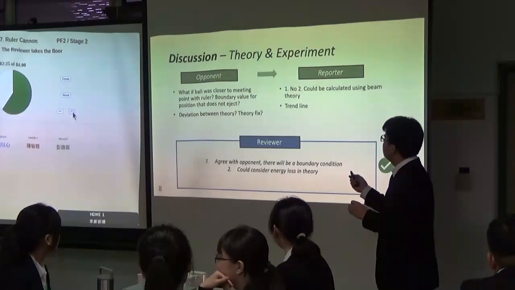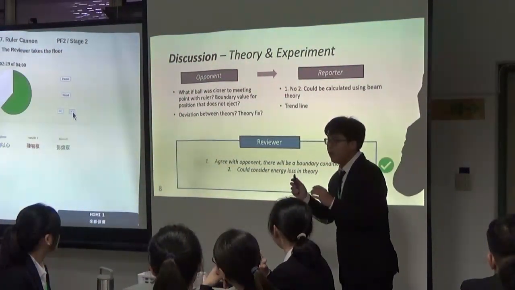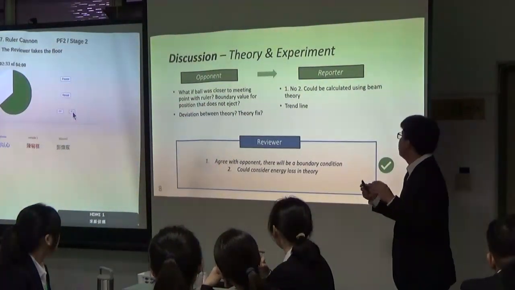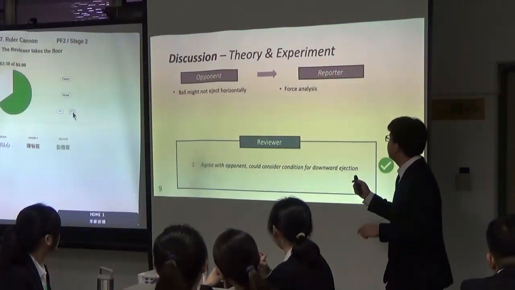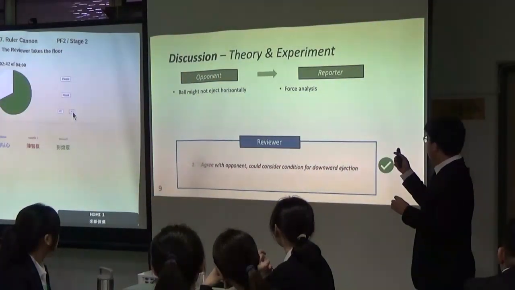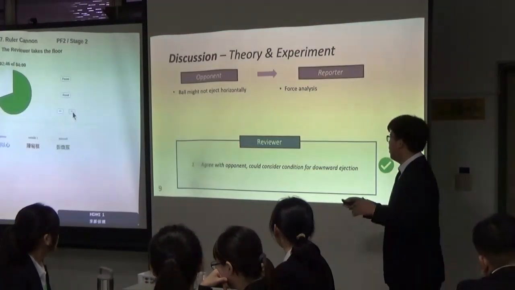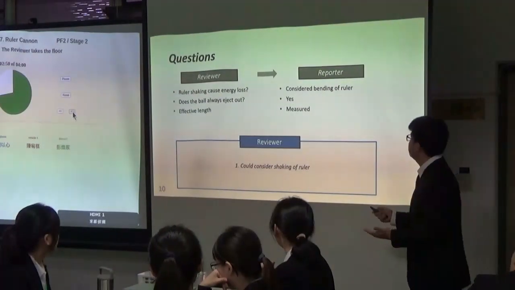In the next discussion, the opponent asked about the minimum of the ejection speed, and the reporter said they don't know because there are no minimum points. And we agree with the opponent. The ball might eject horizontally, and the reporter used force analysis to analyze it. We agree with the opponent that they could consider conditions for the downward ejection. And that is our question to the reporter and opponent.